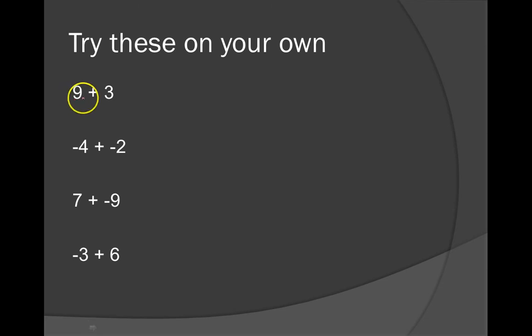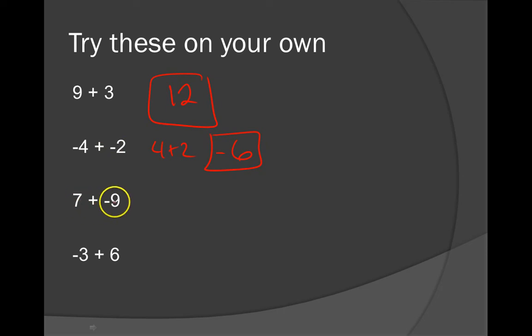Alright, hopefully you got these tried out. Let's try them together. So 9 plus 3. My signs are the same, so we add the numbers, that's 12, and keep the sign, that's positive. Negative 4 plus negative 2. My signs are the same again, so we add the numbers. 4 plus 2, that's 6, and we keep the sign, negative.